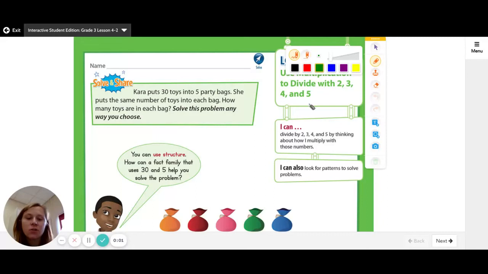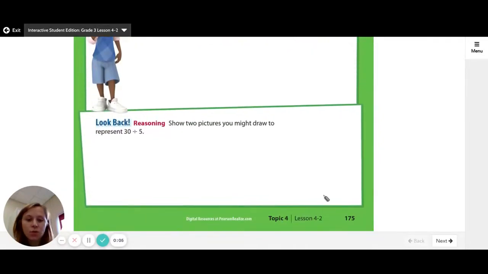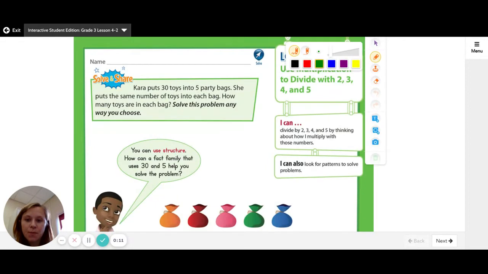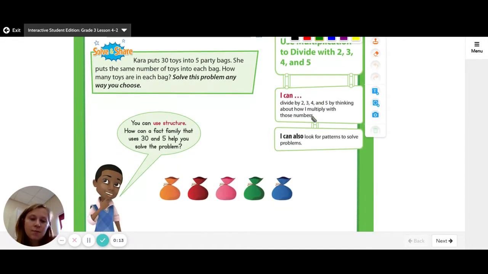We're going to continue to talk about the relationship between multiplication and division, so I need you to make sure you're on page 175. You can pause the video if you need to get your math book ready to go. So let's read our I can statements first. I can divide by 2, 3, 4, and 5 by thinking about how I multiply with those numbers. I can also look for patterns to solve problems.